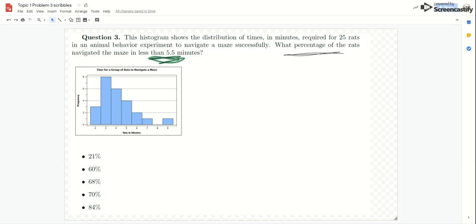So first I need to locate 5.5 minutes. Of course, that's halfway between 5 and 6. So that focuses my attention here, right at the boundary between 5 and 6. If I'm not thinking well, I might just count the first bar, but of course it was less than 5.5. So that's all 4 of these bars, right?